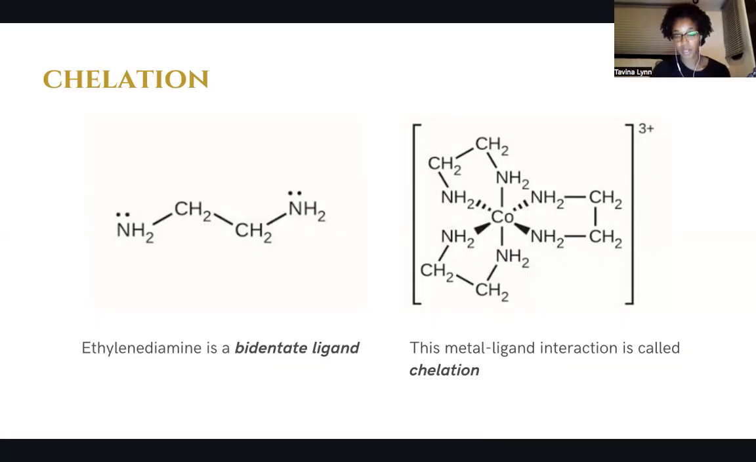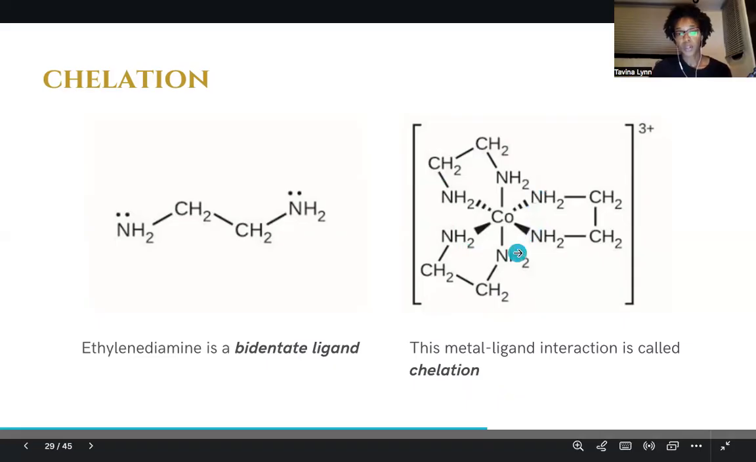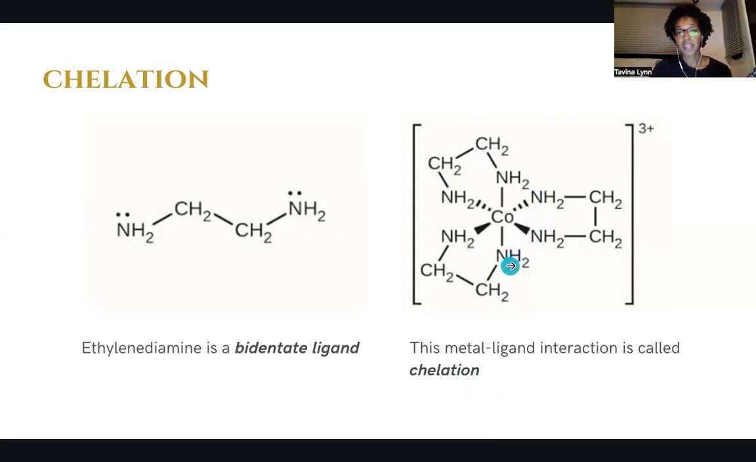It's called chelation. So the chelate is the ethylene diamine ligand. We call it a chelate, right? And when it coordinates this cobalt ion, it forms an interaction called chelation.